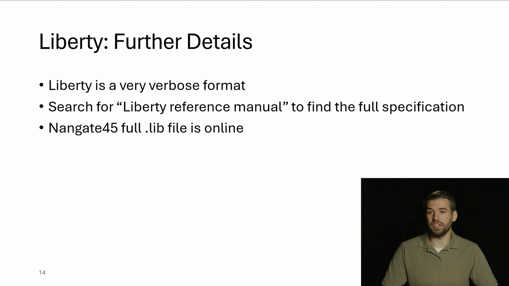So for further details on Liberty, it's a very, very verbose format. I tried to cover some of the most important details here, but you can also search for the Liberty Reference Manual online in order to find the full specification. And if there are any parts of the spec or the file format that you need to know, you can find more details there. You can also look at the full NAND 45 Liberty file online, either in the OpenROAD repository or elsewhere.